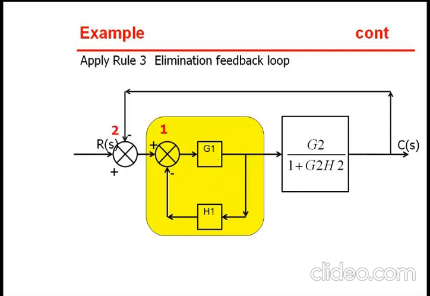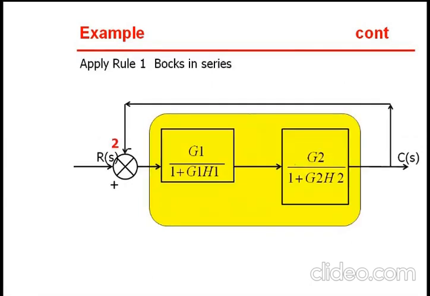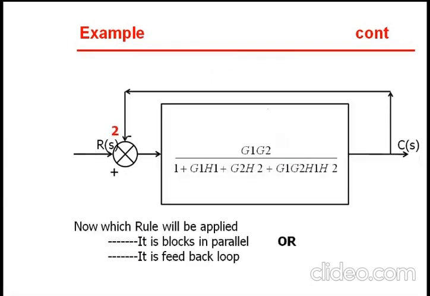H1 is in feedback with this particular one, and the combination of these two will be in series. Then the series block will again be in feedback. But here nothing is there, which means its gain is 1. So this one and this one divided by that is G by 1 plus GH. Here H is not given, so H is equal to 1.